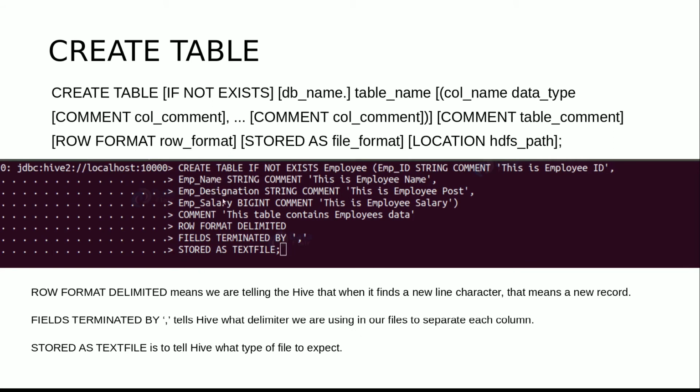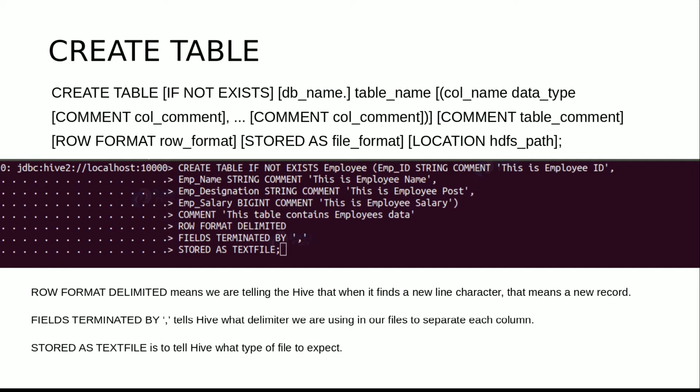Then after that you write row format delimited. It means that we are telling Hive that when it finds a new line character, that means a new record, and the fields terminated by commas. So every section of the property of the table will take the specific data from before the commas. I'll show you in the examples.